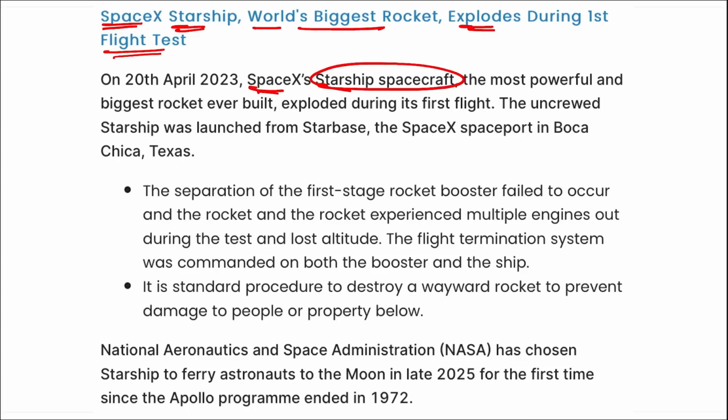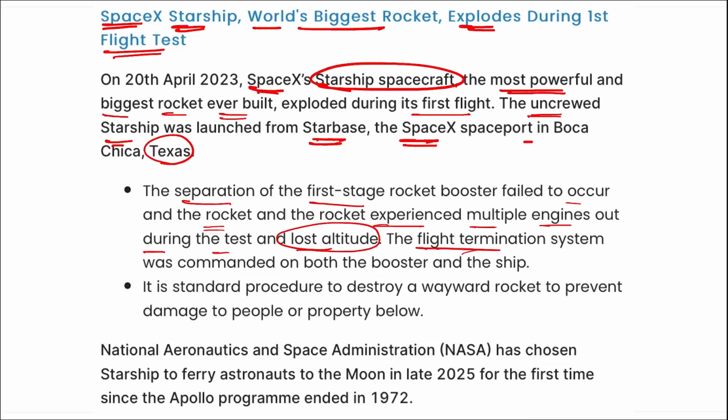SpaceX Starship, the most powerful and biggest rocket ever built, exploded during the first flight. The uncrewed Starship was launched from the Starbase of the SpaceX spaceport in Boca Chica, Texas. The separation of the first stage rocket booster failed to occur and the rocket experienced multiple engines out during the test and lost altitude. The flight termination system was commanded on both the booster and the ship. Right? Also remember why this was important, because NASA has chosen Starship to ferry astronauts to the moon in late 2025, for the first time since the Apollo program that ended in 1972.